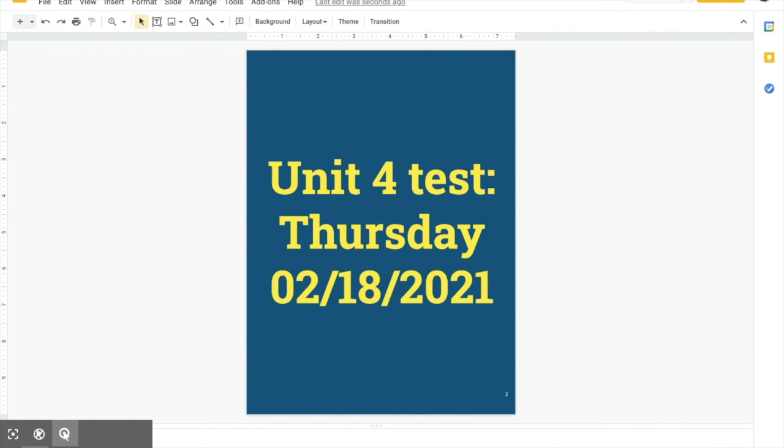Remember to study what are renewable and non-renewable resources. This will be information that will be on your Unit 4 test, which will be on Thursday, February 18th.